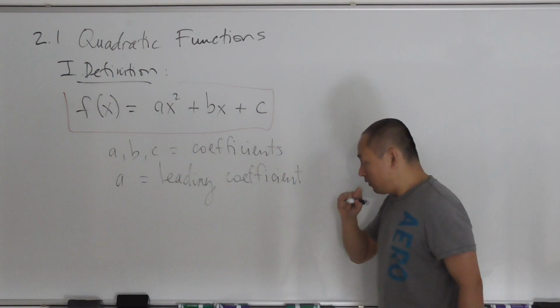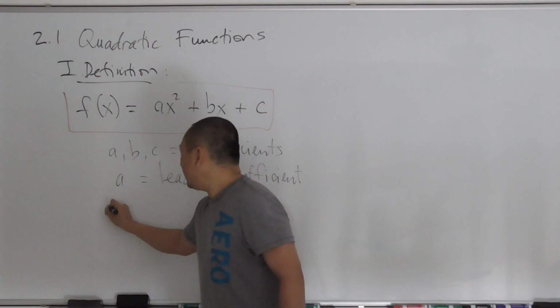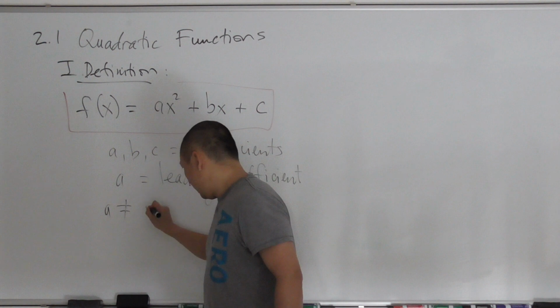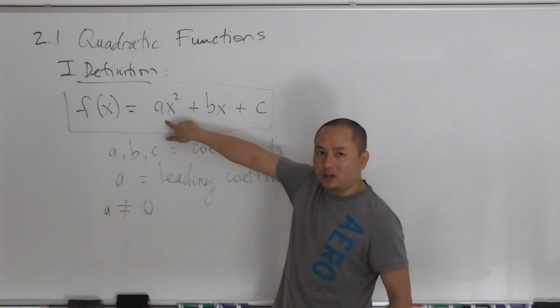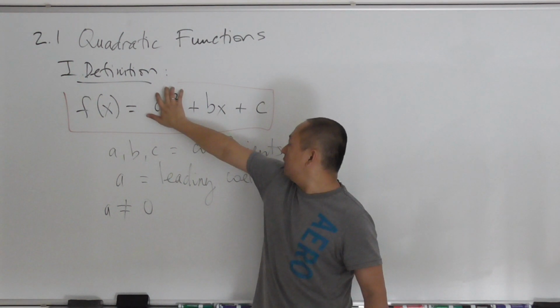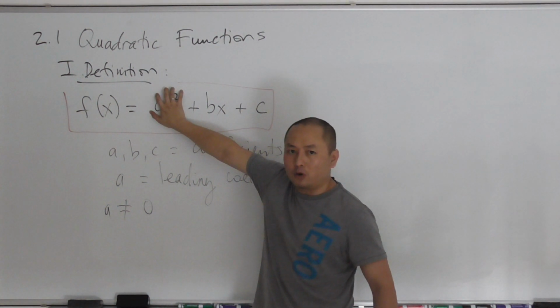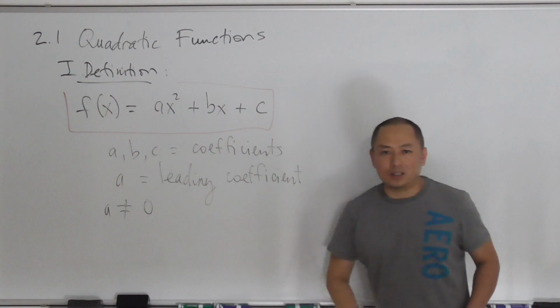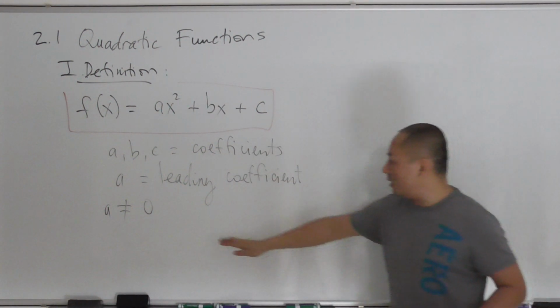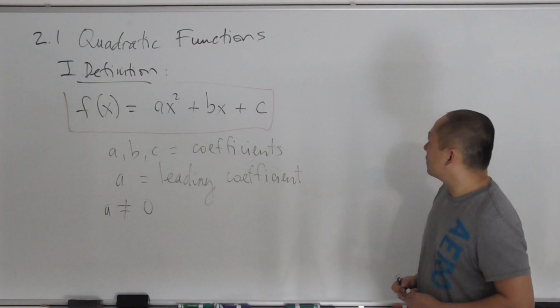We have a condition for coefficient a. A needs to be non-zero. See why? If a is equal to 0, then the x squared term will vanish, disappear. Then you don't have a quadratic function anymore. We only have bx plus c, which is a linear function. That's why we need the condition of a to be non-zero.